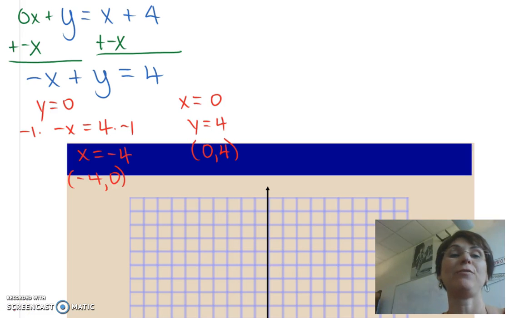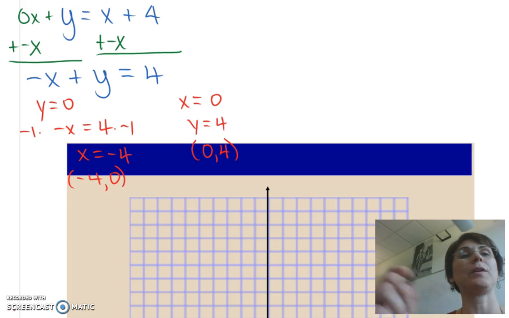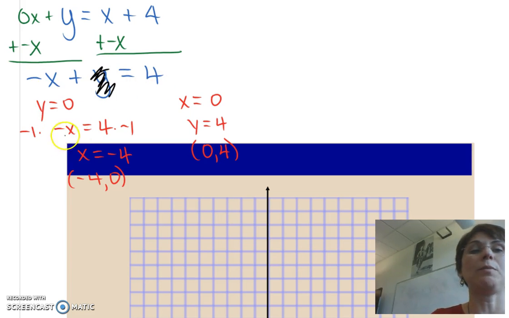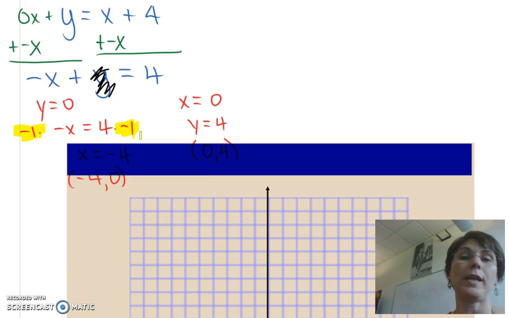So did you get negative 4, 0 for your x-intercept? And did you get 0, 4 for your y-intercept? Usually if students miss this one, it has to do with the negative on our 4 over here. Make sure when you let y equal 0, so right here, this is going to disappear. You end up with negative x equaling 4. So keep in mind that you have to multiply those sides by negative 1 to make that x positive, which is going to make your 4 negative. Go ahead and graph those and check back.